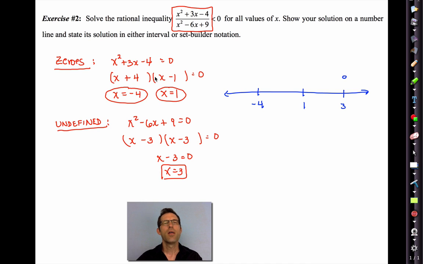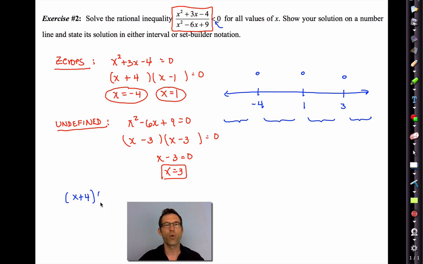The question is, do the zeros fall in the solution set? And in this case, they don't because there is no equality when we're comparing this to 0. So I'm also going to put open circles here and here. Now, what I'm going to do is pick x values in each one of these intervals and test them in my inequality to find out if it's positive or negative. And I'm going to actually test it in the factored form of the inequality.